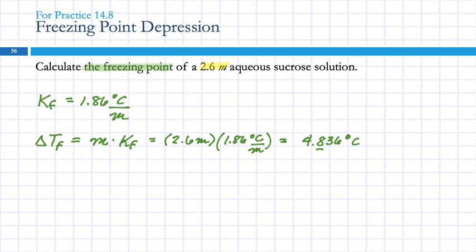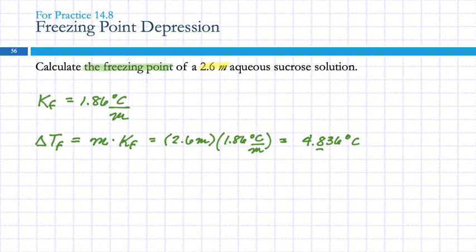We had an equation, we put numbers into it, we got an answer. It's very tempting to say, well, this is the answer to the problem. But it isn't. This is the change in the freezing point, the freezing point depression.